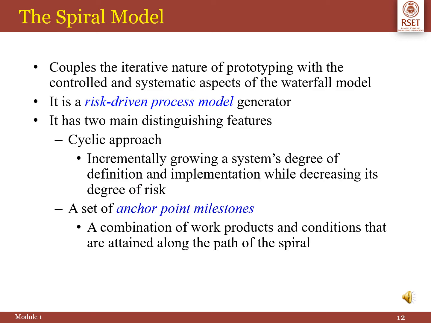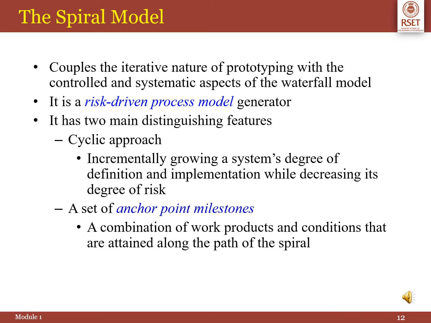The next model is the spiral model. The spiral model is an evolutionary software process model that couples the iterative nature of prototyping with the control and systematic aspects of the waterfall model. It is a risk-driven process model generator. It provides the potential for rapid development of increasingly more complete versions of the software.